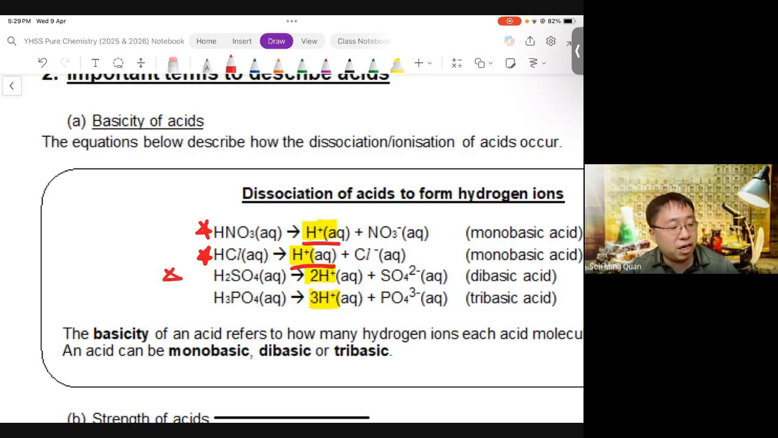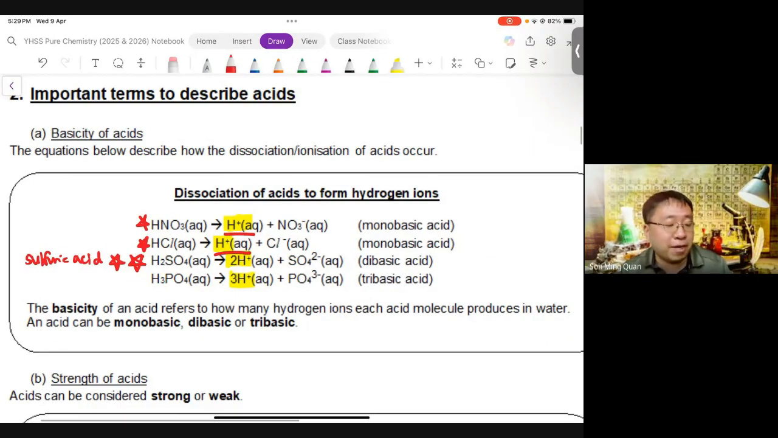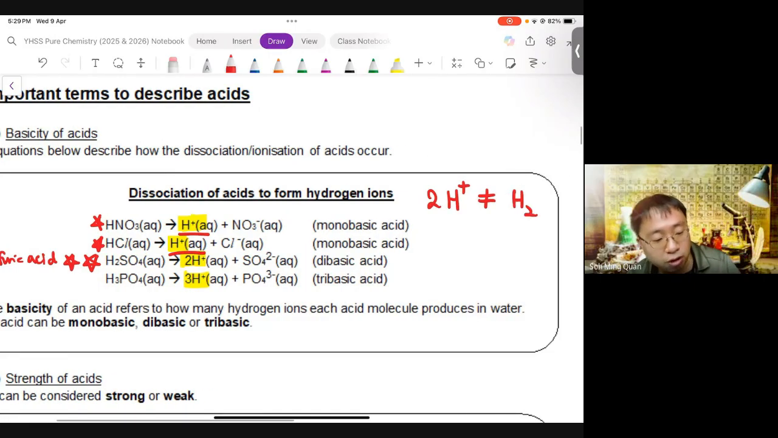The difficulty comes in when you have sulfuric acid. Sulfuric acid is H2SO4. And the biggest mistake that many students make is that they say, oh, because it's H2SO4, therefore it's H2+. No, it doesn't work that way. What happens is sulfuric acid produces 2H+. 2H+ is not equal to H2+. They are not the same thing.